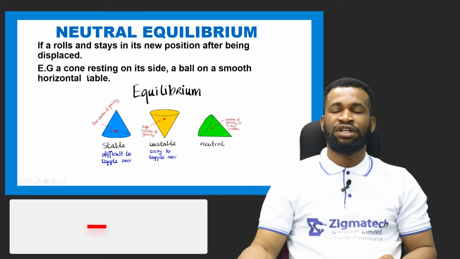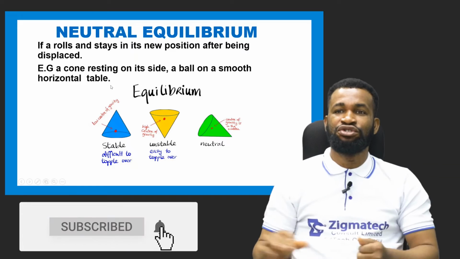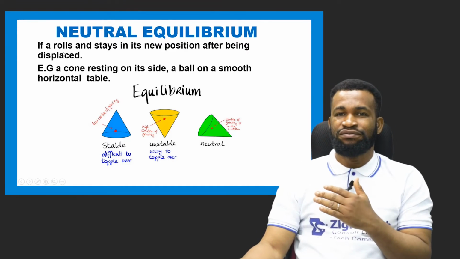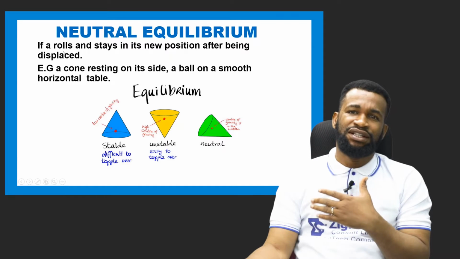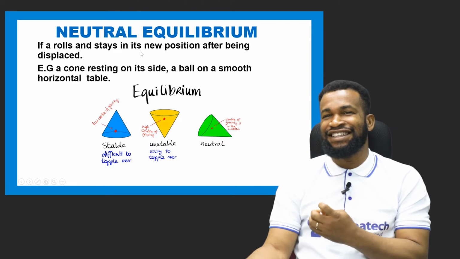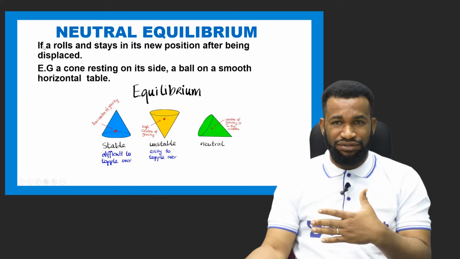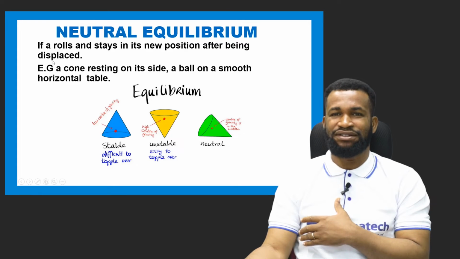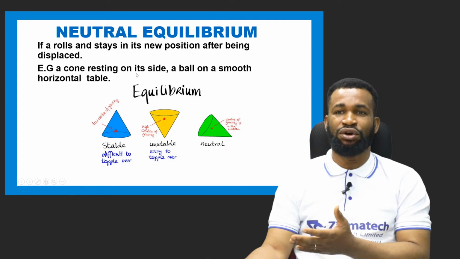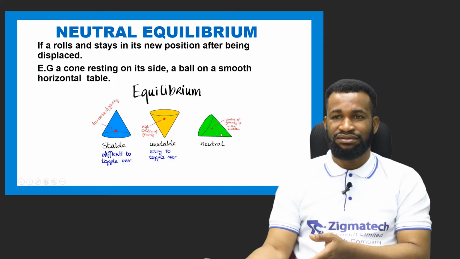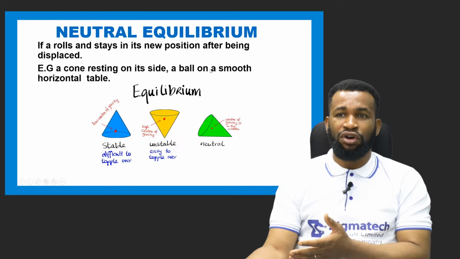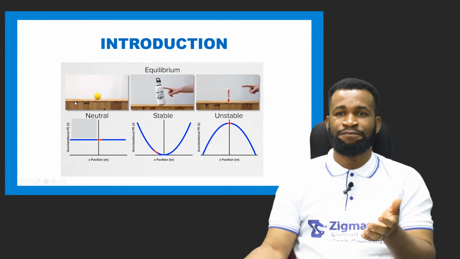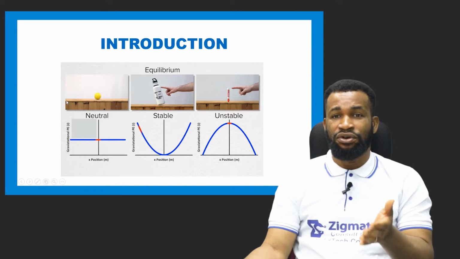All right. Let's talk about the last one, which is called neutral equilibrium. Neutral equilibrium: if a body rolls and stays in its new position after being displaced. Example, a cone resting on its side. Look at this one. It is a ball on a smooth horizontal table, like this one.